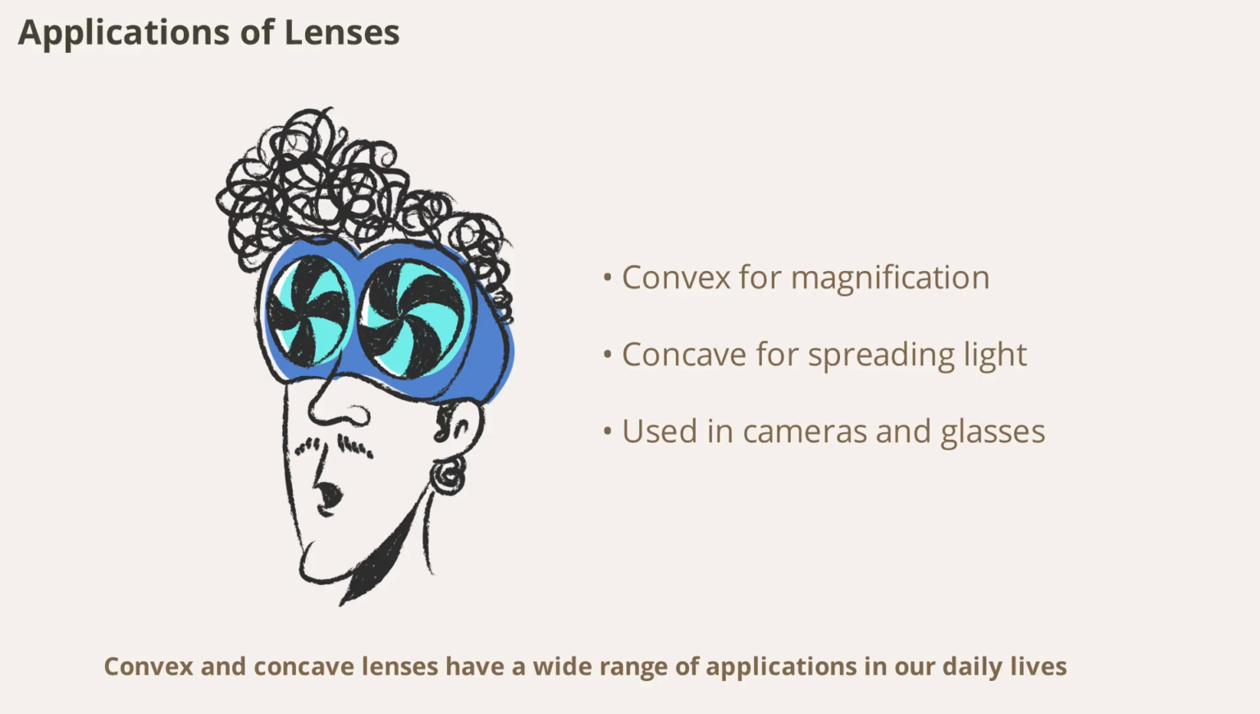Convex and concave lenses have a wide range of applications in our daily lives. Convex lenses are used in magnifying glasses, cameras, and the human eye to focus light and form real images. Concave lenses, on the other hand, are used in devices like peepholes and some types of corrective glasses to spread out light rays and form virtual images. Understanding the uses of these lenses helps us appreciate the technology behind many common optical devices.